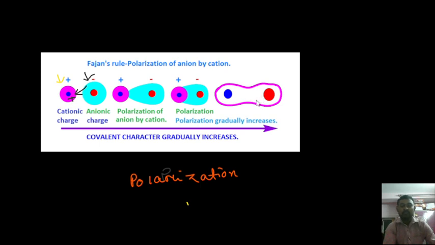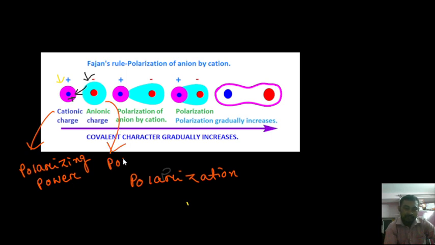This ability of the cation to polarize is called polarizing power, because it polarizes or deforms the electrons of the anion. For the anion case it is called polarizability. So polarizability applies to the anion, while polarizing power applies to the cation.